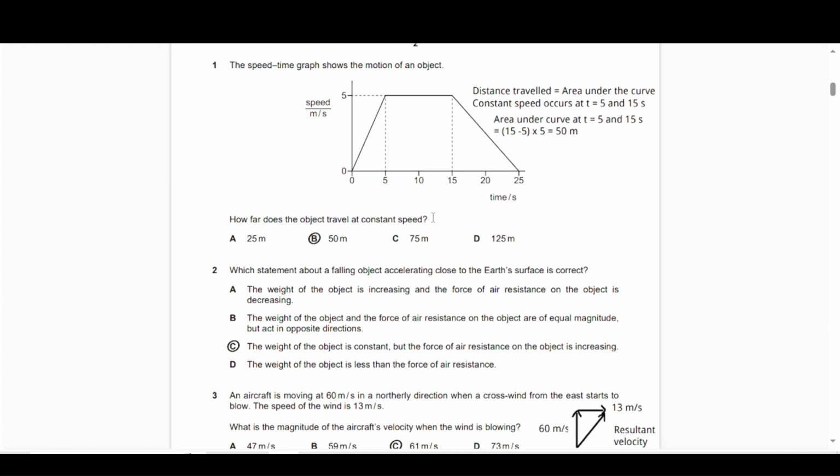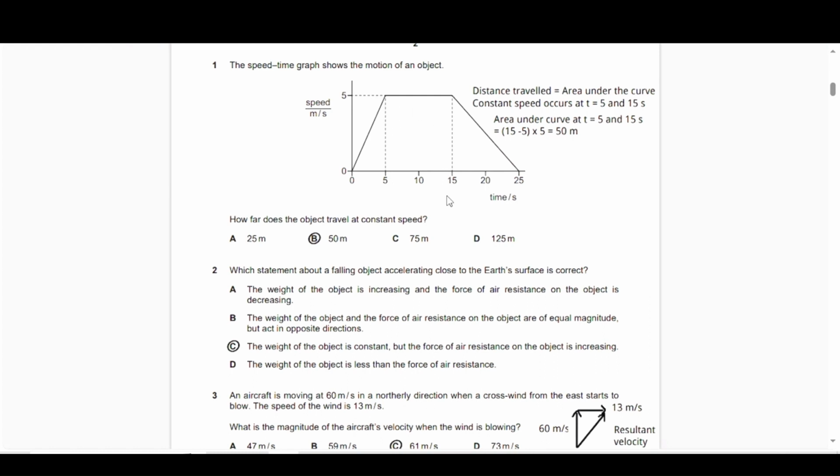How do you know constant speed? You know constant speed when in a speed time graph, you've got a flat line with no gradient. So that line there at 5 meters per second is a flat line, and that is where the object is traveling at constant speed. So they want essentially the area of this rectangle, right? And the area of this rectangle is going to be its length multiplied by its breadth.